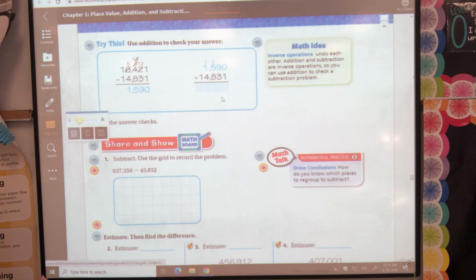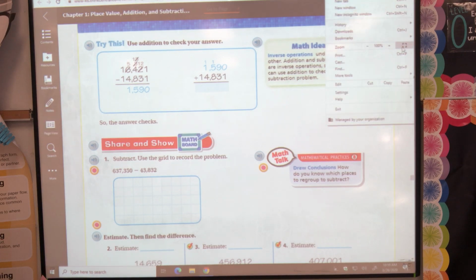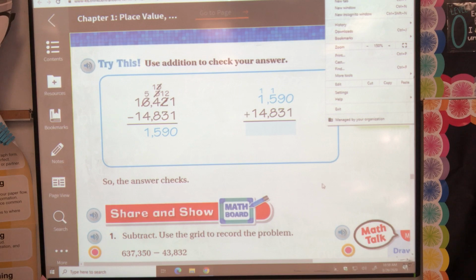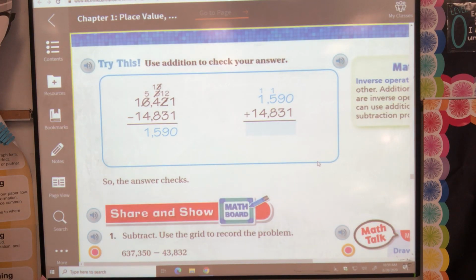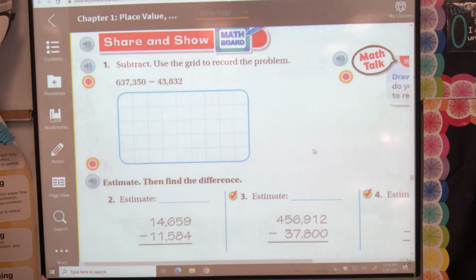This part says, use addition to check your answer. You have known that from 3rd grade and 2nd grade that we can use addition to check our answers. That is just what that is reminding you of. Let's scroll on down here to the Sharon Show.